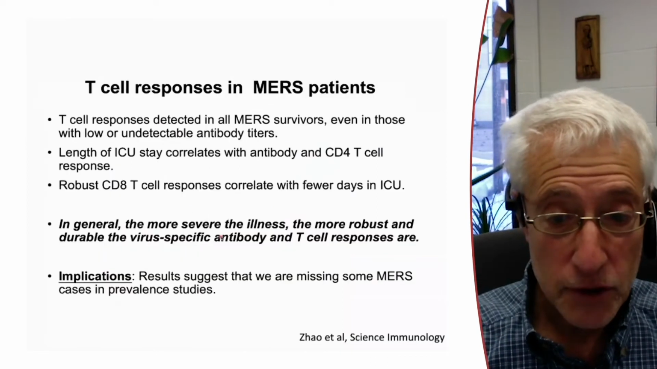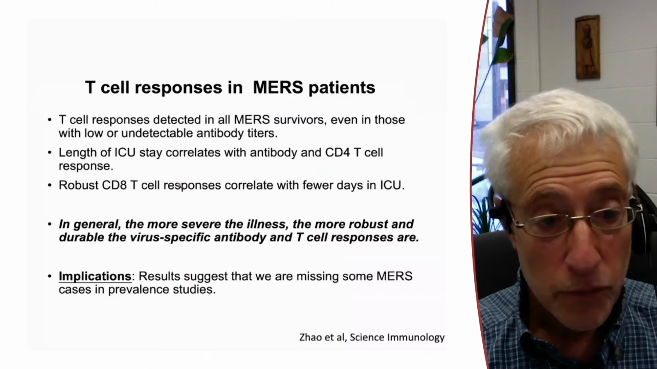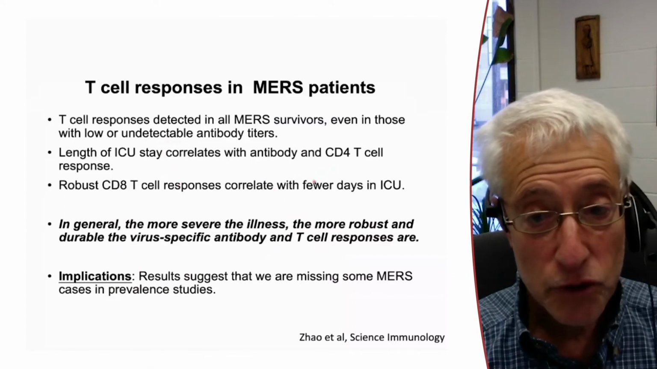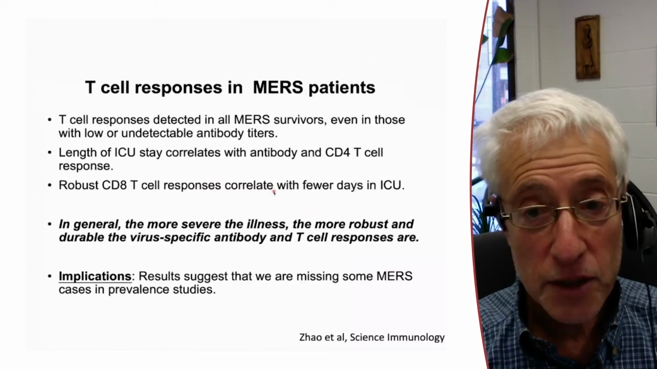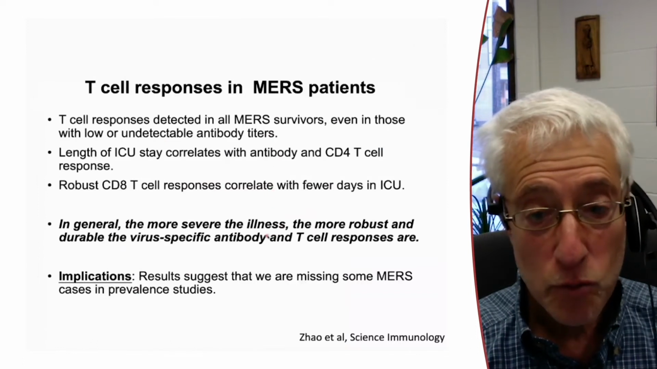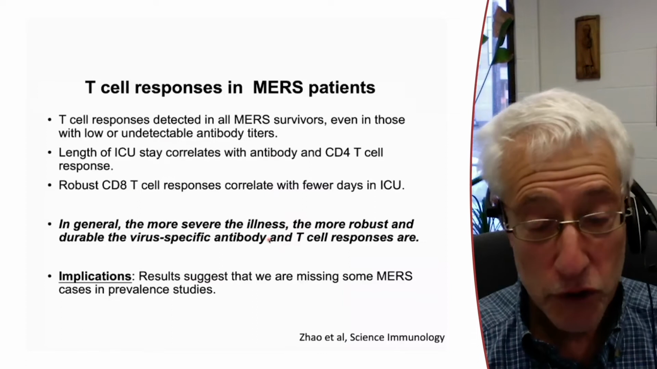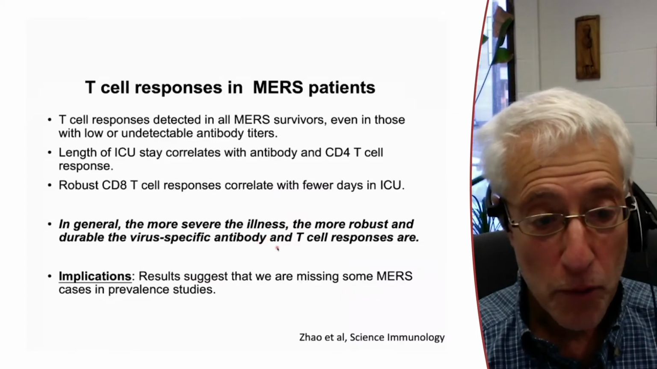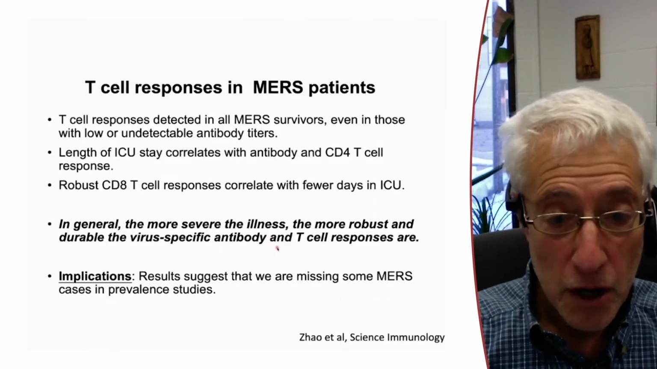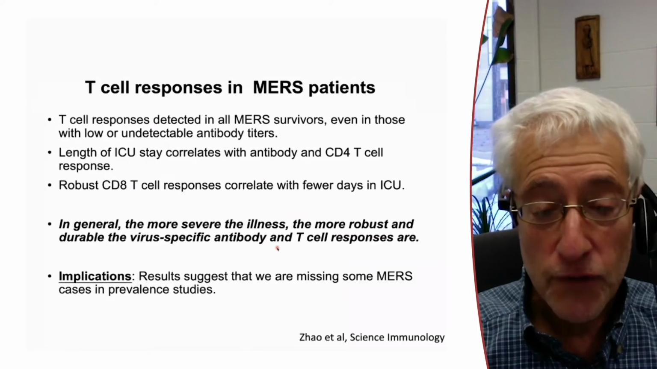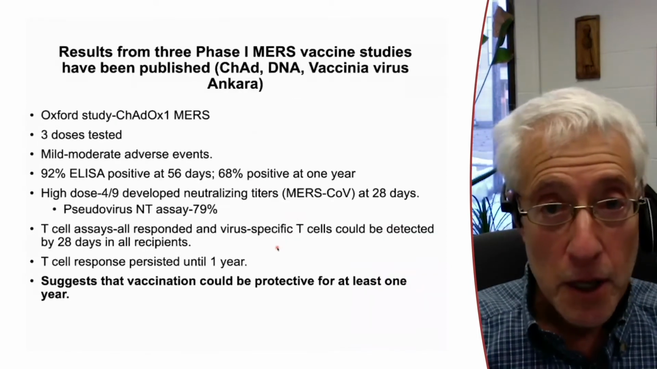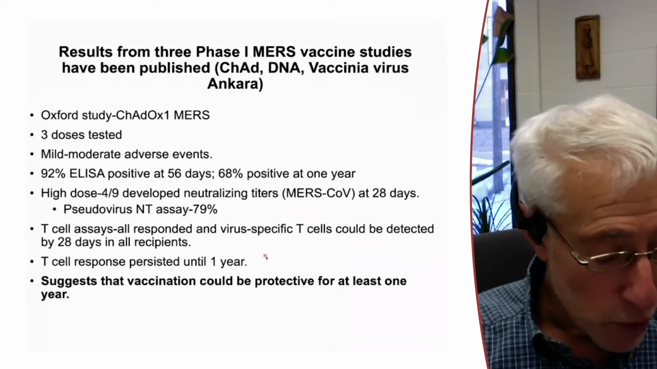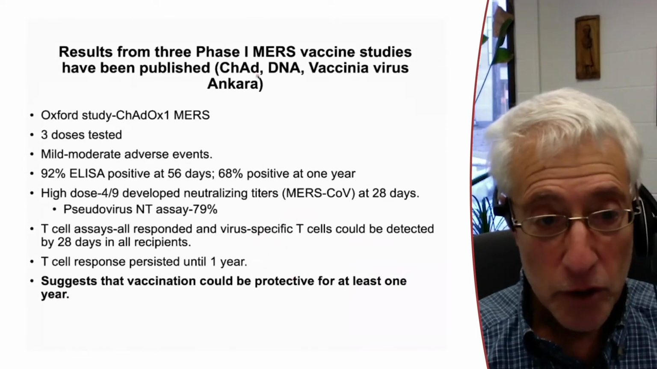So the results seem to suggest that the CD8 T-cell response corresponded with less severe disease, while CD4 and antibody responses correlated with more severe disease. And we know, just like with SARS-CoV-2, the more robust and durable the responses are, the more severe the illness. So, this is just one point since I'm running out of time here. I just want to make this point.